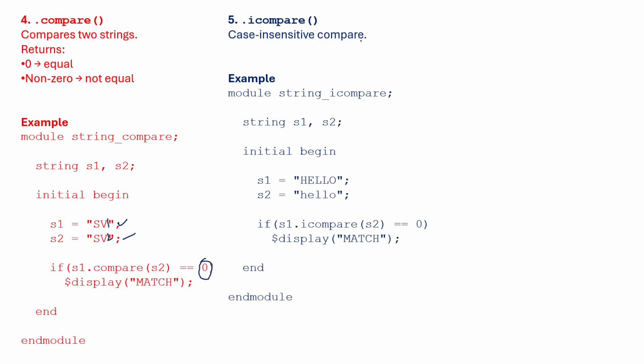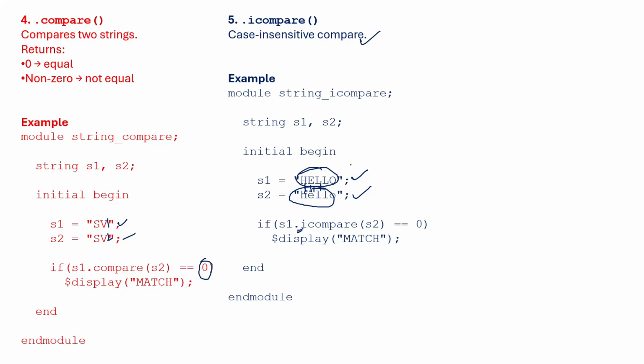Compare is case sensitive. So icompare is case insensitive. That means whatever letters you are writing, it will compare the letters. So H is there and H is there, hello, E is there, E is there. These are all capital letters and these are all small letters. I am using icompare, then I will get the match here. Match output only I am getting because this hello is also the same, because icompare is case insensitive.